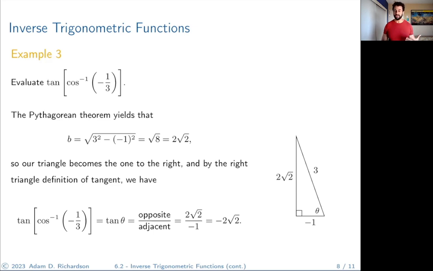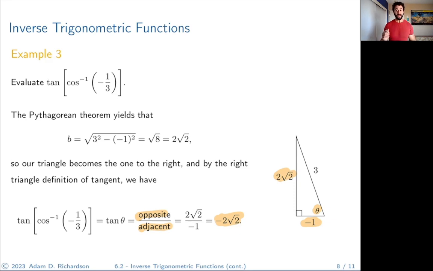So what's tangent of cosine inverse of negative 1/3? It's tangent of this angle that we've depicted with the right triangle. What's tangent? Tangent is opposite over adjacent. So the tangent is going to be negative 2 root 2. Boom, and that's it.